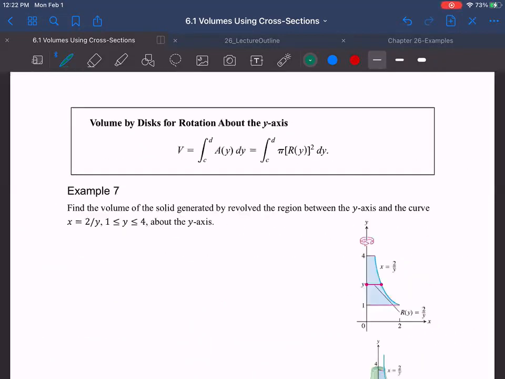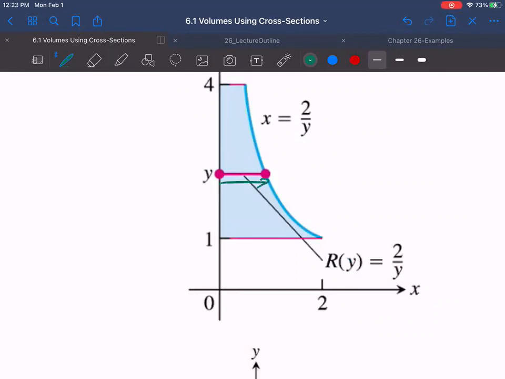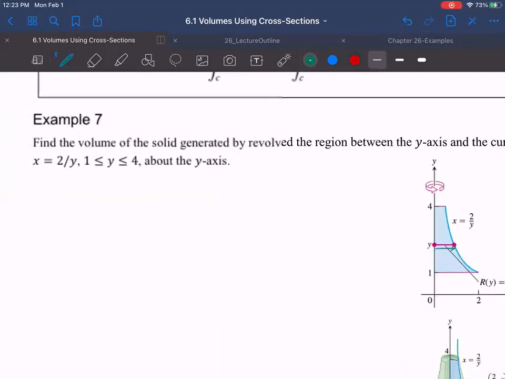Now let's take a look at this. Volume by disks for rotation about the y-axis. So now, instead of revolving it vertically around the x-axis, we're going to revolve it around the y-axis. Good news is, it's not really any more difficult. It's the same basic idea. You find what the radius is going to be, and you just go through and do it. Notice now, our radius is a function of y. Because in this picture here, the radius is now out this way, and it's whatever value of y we give it. So we're just switching it from a function of x to a function of y, and then doing the same thing.